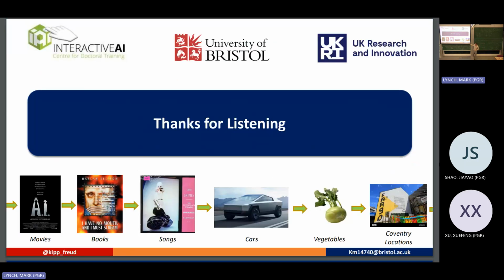This example at the bottom was an example of mapping from books to movies to songs to cars to vegetables to locations in Coventry. So this is AI, artificial intelligence, which is Steven Spielberg, I think. This is I Have No Mouth and I Must Scream. This is We Appreciate Power by Grimes. This is a Tesla Cybertruck. This is an Apple. Yes, thank you. And this is Fargo Village in Coventry. I don't know if that's correct or not. This is my first time in Coventry, but that's what it told me.